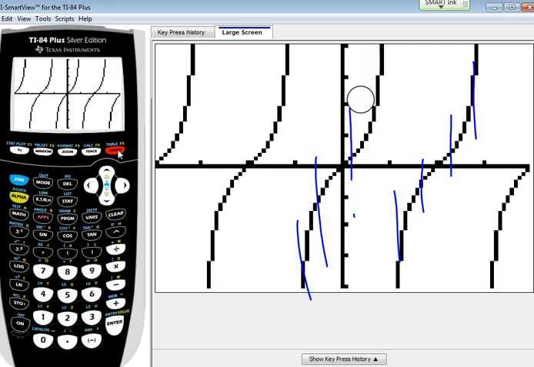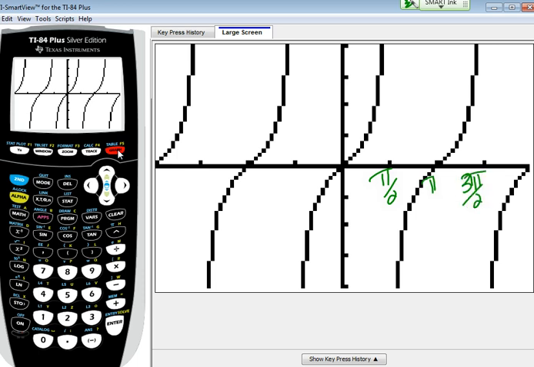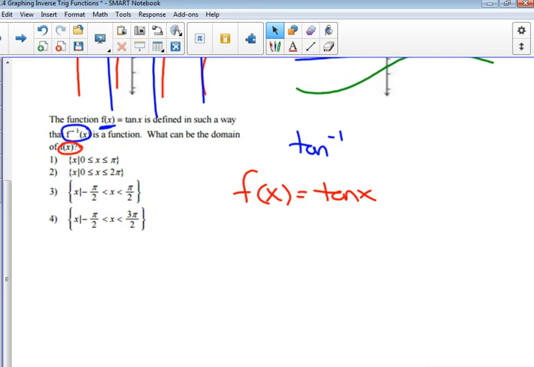So when we looked at our domain, this might help you too, looking at it as a picture here. Here's your pi over 2, pi, 3 pi over 2, 2 pi. Let me start all this out. 3 pi over 2, then 2 pi, then it's a 0. Okay, so when we go through our options, let's see what happens with 0 to pi. Looking at a picture.